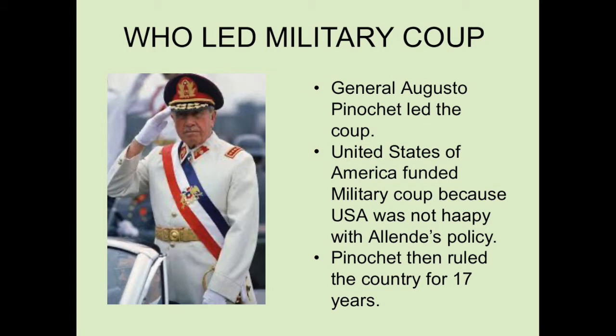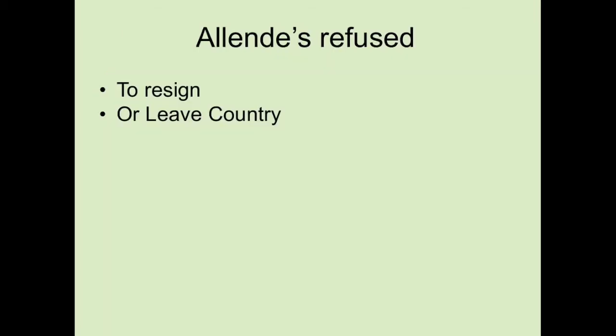Now, it is discussed in this book that we need to understand who led the military coup. General Augusto Pinochet led the coup. The United States of America funded the military coup because the USA was not happy with Allende's policy. Pinochet then ruled the country for 17 years. And what did Allende do in this situation? Allende refused. He refused to resign. He refused to leave the country.